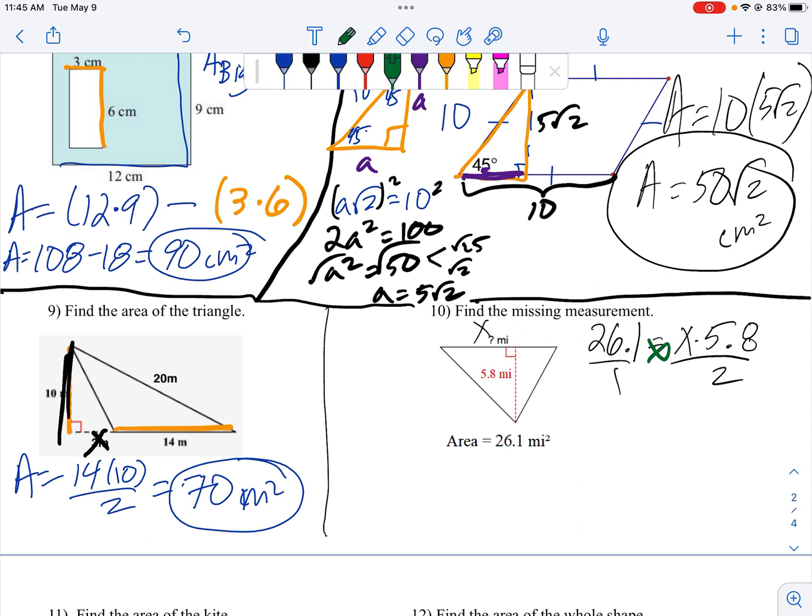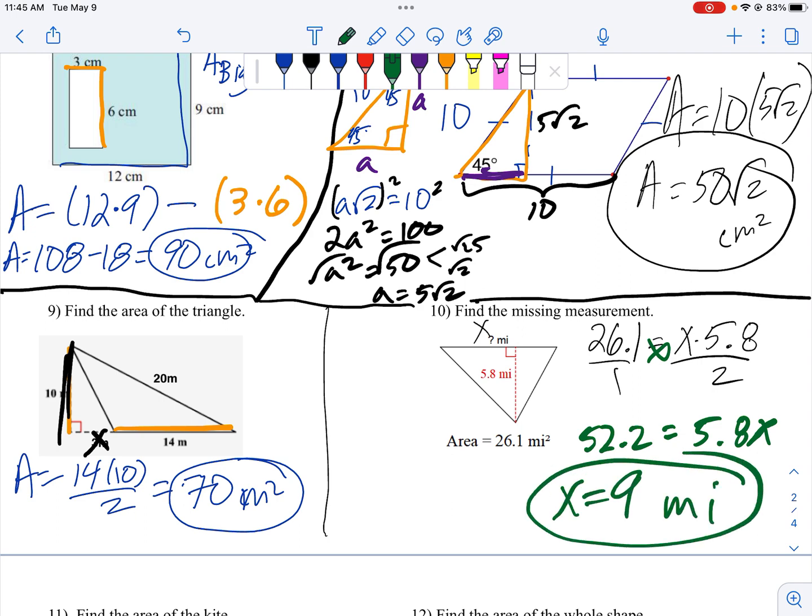All right. If I multiply 26.1 times 2, I get 52.2 equals 5.8x, and then divide that by 5.8, and I'll get 9 miles. All right, it's a lot of miles for such a small side. Good thing this picture is not drawn to scale, huh? That's it for me. Hope that helped.